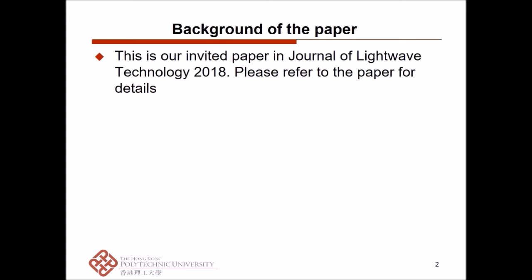So the background of the paper is the following. This is actually our invited paper in JLT this year. So please refer to the paper for all the details.